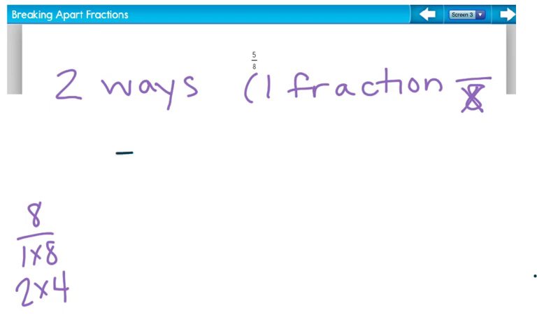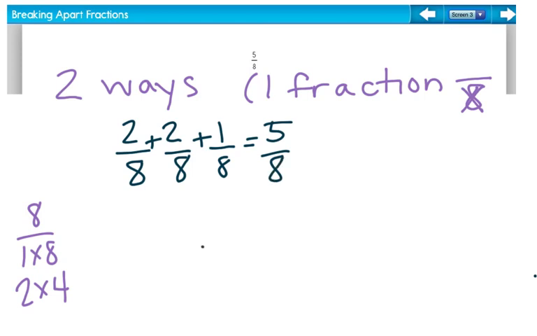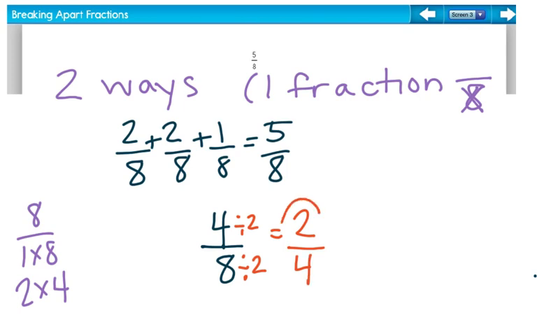Well, one way using eighths, so I could say 2/8 plus 2/8 plus 1/8, that equals 5/8. Now, I'm going to think of another way to say eighths. Let's say 4/8. What's another way I could say 4/8? Well, I know that they have a common factor of 2. I could divide a 2 out of both. 4 divided by 2 is 2, and 8 divided by 2 is 4. So 2/4 would be the same as 4/8.